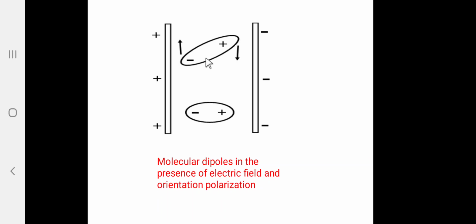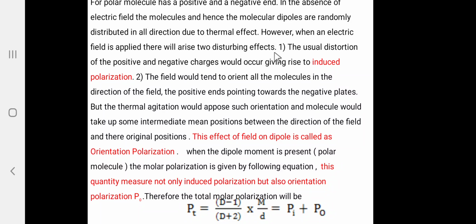So in the case of the polar molecule, there are two types of polarization: induced polarization as well as orientation polarization. The usual distortion of the positive and negative charges gives rise to the induced polarization, the first polarization, and the second one is the orientation polarization. So in the case of a polar molecule, Pm is equal to Pi plus Po, where Pi is the induced polarization and Po is the orientation polarization.